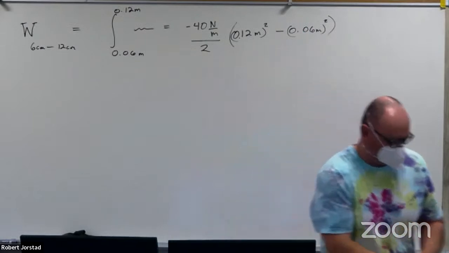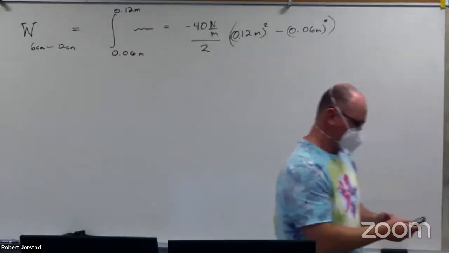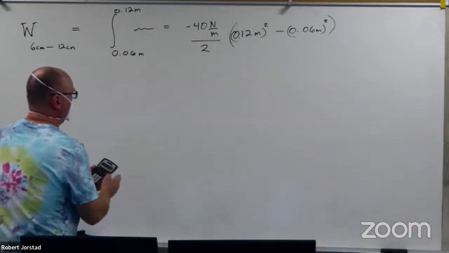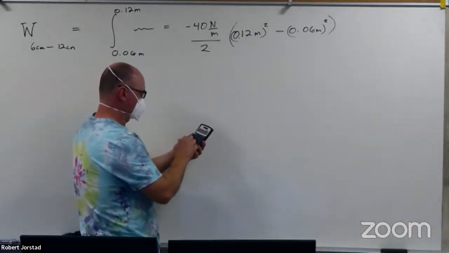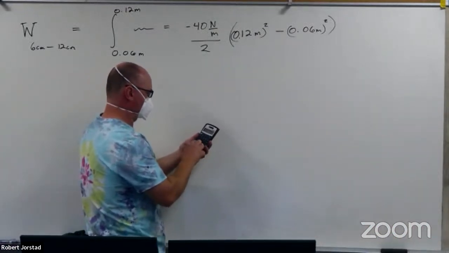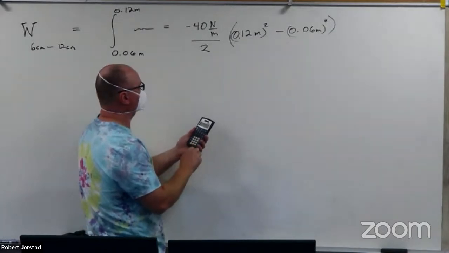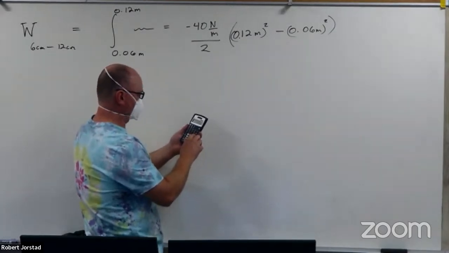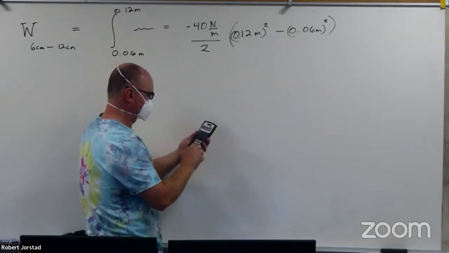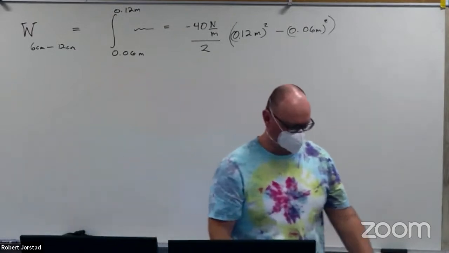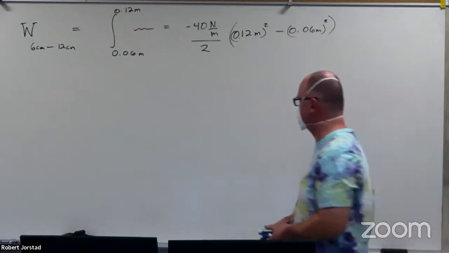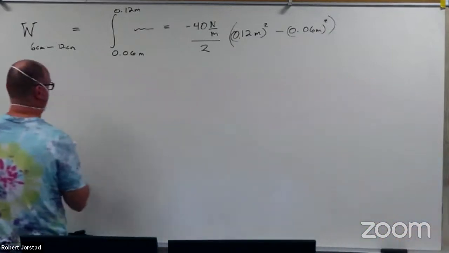Okay, what do you get? Punch it in. 0.12 squared minus 0.06 squared equals some number. And then multiply by negative 20. Is it more, or is it the same, or is it less?